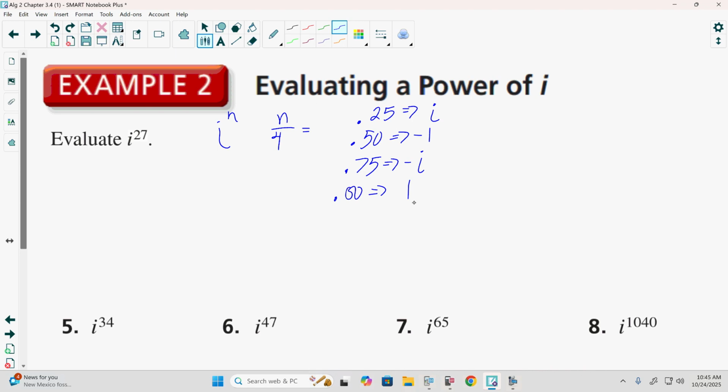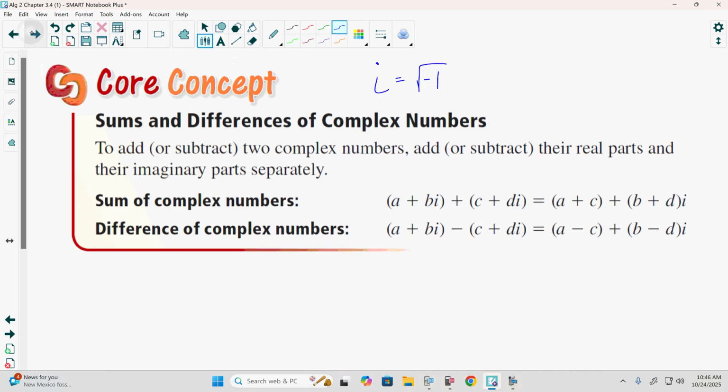Now, out of all these, getting a decimal 0.00 is not actually going to show up, especially on a calculator, because if it divides evenly, it's just going to show us the number. If the exponent was 16, 16 divided by 4 is 4. The calculator is not going to show us 4.00. It's just going to show us 4. So we went over powers of i.